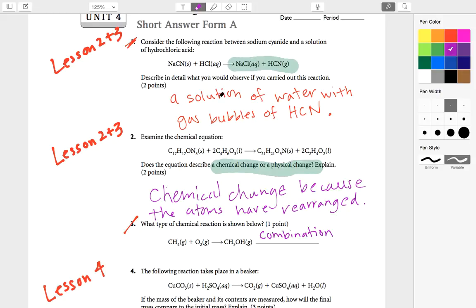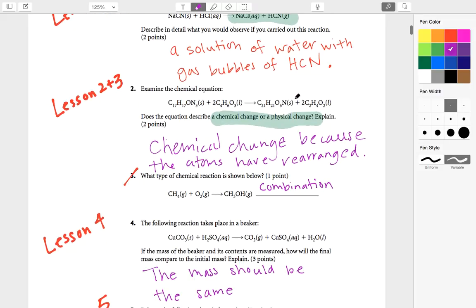So here I have NaCl, which is sodium chloride or salt, aqueous, which means it's in water. So even if you don't know what NaCl is, you have something dissolved in water. So you have a solution of water and HCN gas, so something gas. So you have a solution of water with gas bubbles of HCN. That's pretty much all I would be looking for.